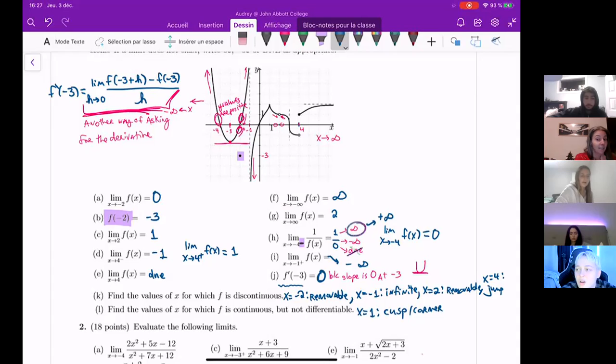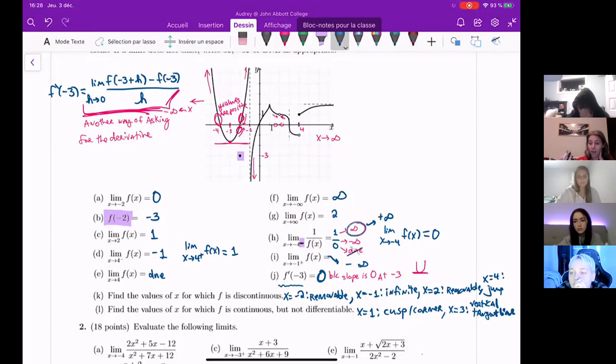You got it, Alex. Good job, Xavier. 3. At 3, we also have a place. And what's happening at 3? It's not a horizontal tangent. Horizontal is this way. It's a vertical tangent line. You got it. Vertical tangent line. Okay, so those are the only two places that I could have a place that it's continuous but not differentiable. So that kind of covers it.